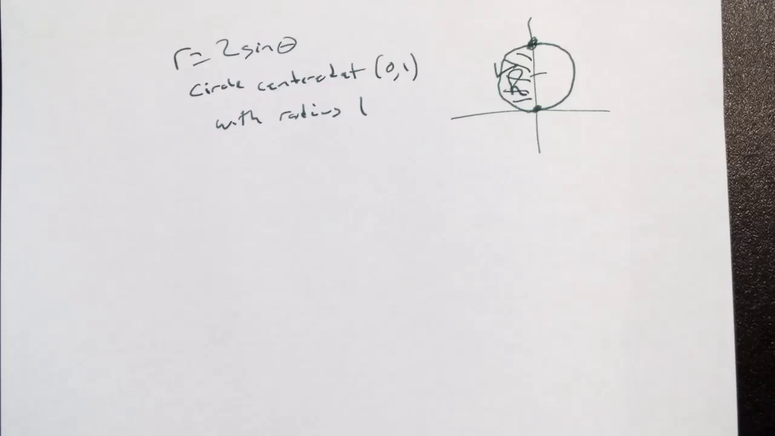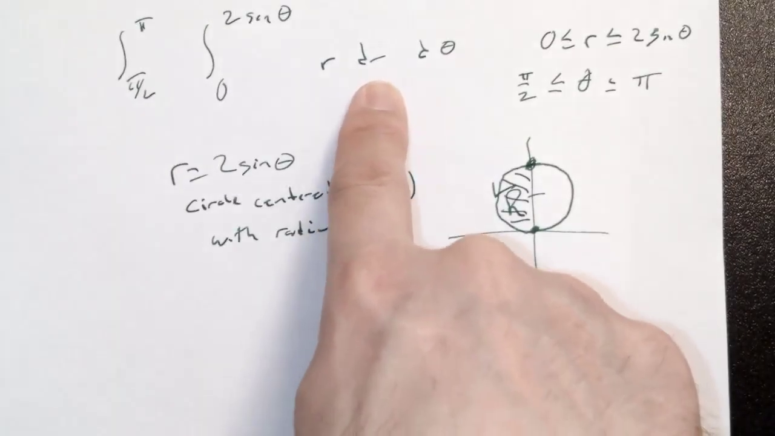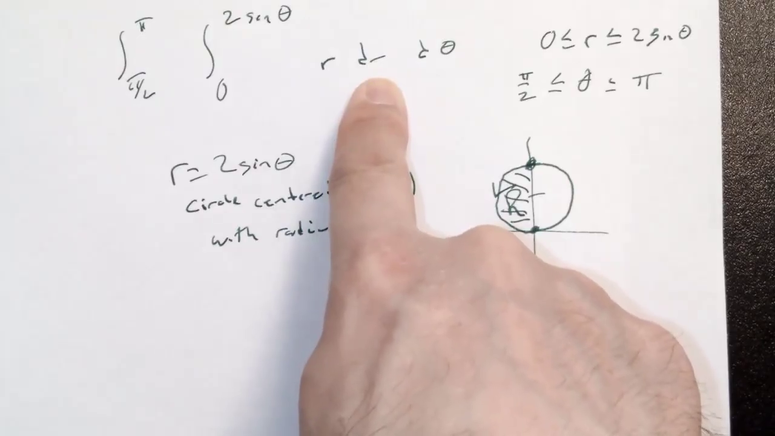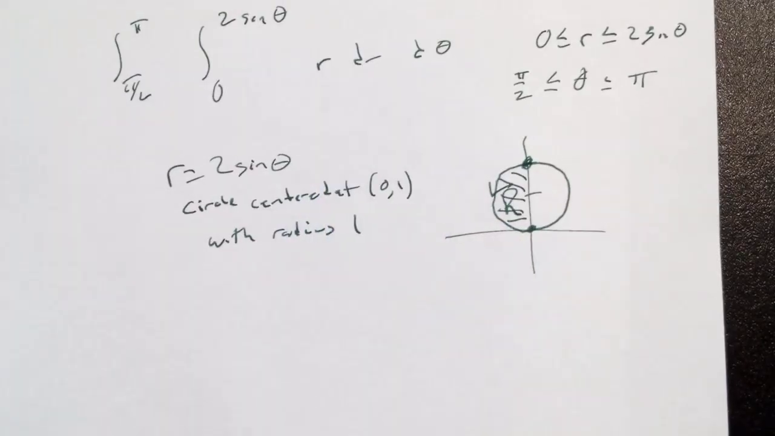Hey, wait a second. What's the area of the circle? The radius of that circle is 1. So the area of that circle is pi. Which means the answer to this integral better be pi over 2, or we messed up. Why do I know that? Because this is dA in polar coordinates. And the integral of 1 dA is the area of my shape. You know the answer to this even before I've done it.